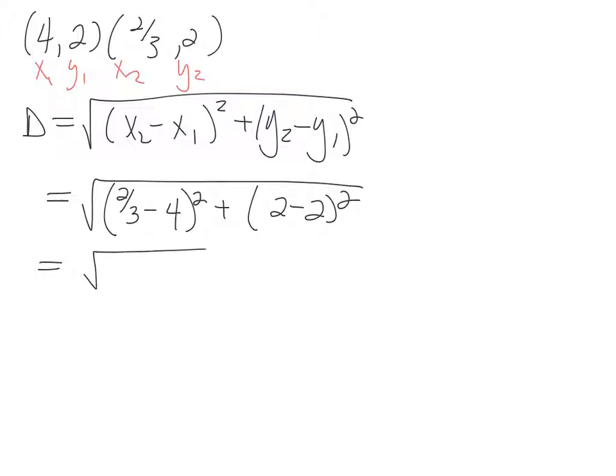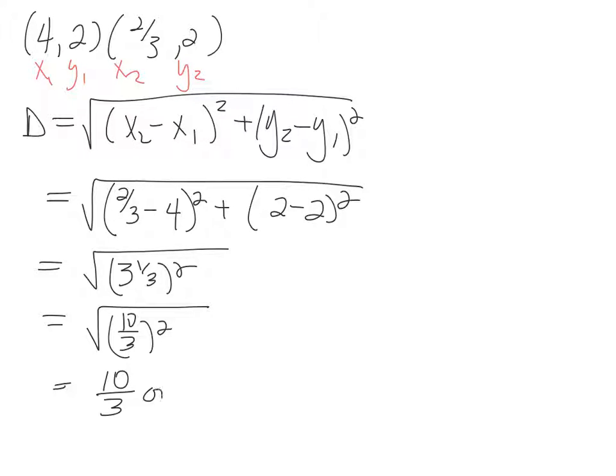2/3 minus 4 is 3 1/3. I don't like squaring that though, so I'm going to put it into an improper fraction, 10/3. Oh, but it doesn't matter because I'm squaring a square root. That is my distance, 3 1/3 units. 3 1/3 makes better sense to me than 10/3. So I used my distance formula to get that.